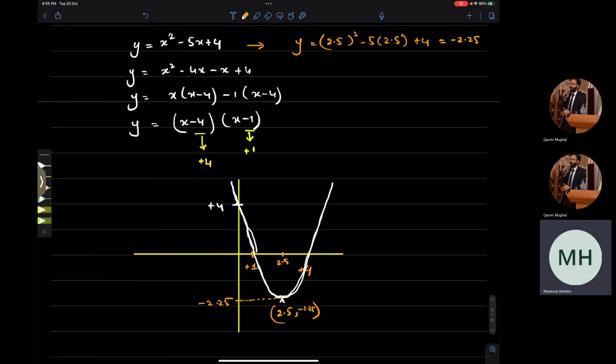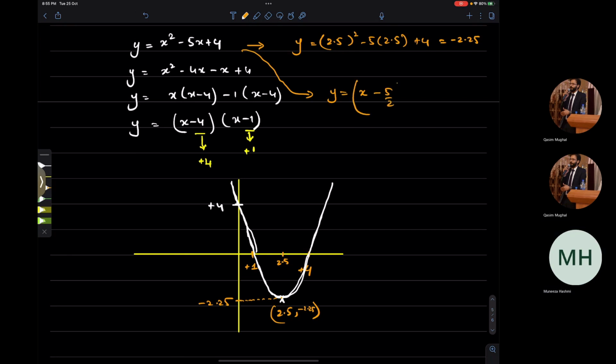Or if you want to do it by completing the square, then you will be rewriting the same equation as y equals (x minus 5/2) whole squared minus (5/2) whole squared, and then plus 4, which is going to give us (x minus 5/2) whole squared minus 25/4 plus 4.